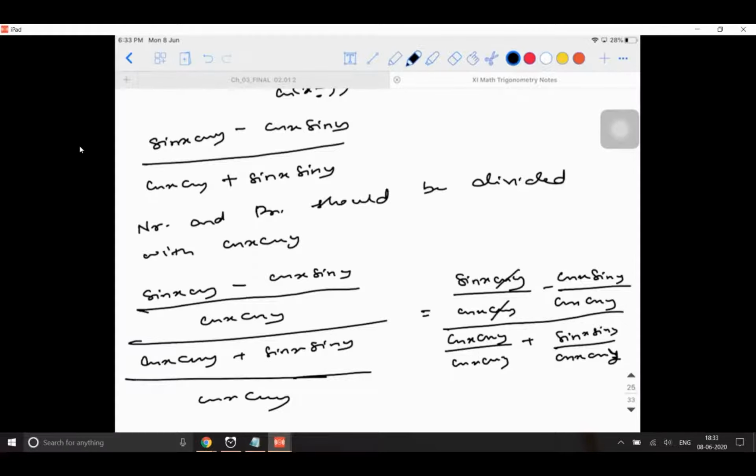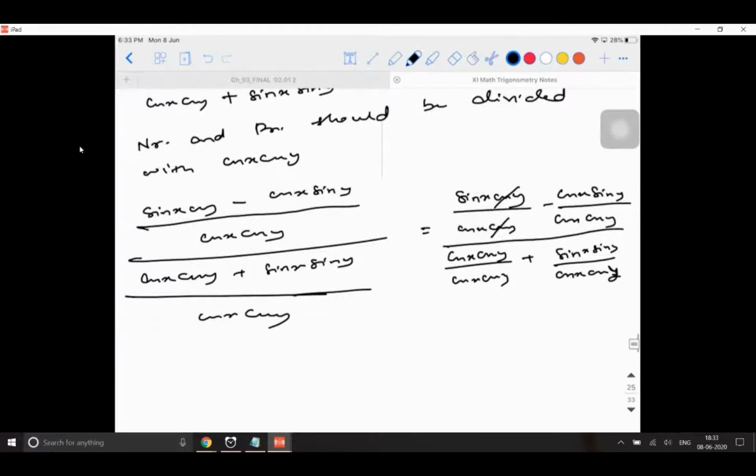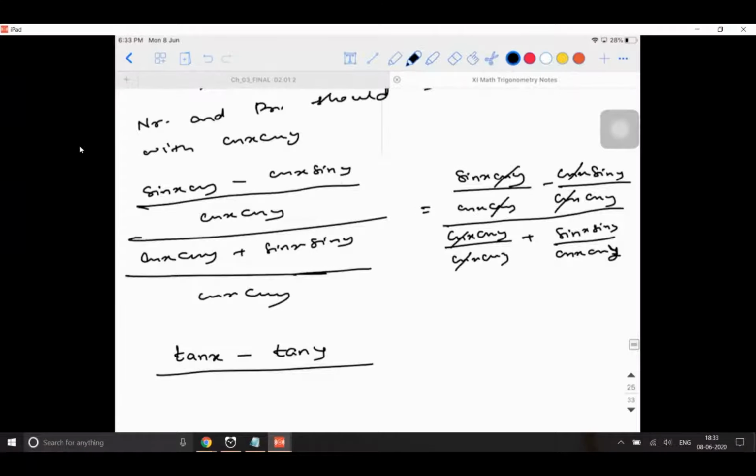So what will get cancelled? Cos y is gone. So sin x by cos x is going to be tan x minus, here cos x is gone, sin y by cos y will be tan y, the whole divided by cos x and cos x are gone, cos y and cos y are gone, 1 plus sin x by cos x will be tan x, sin y by cos y will be tan y. So this is going to be the formula for tan of x minus y.